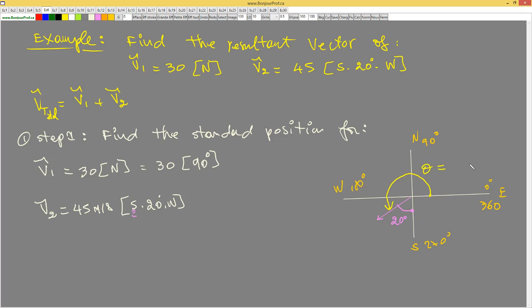So how are we going to find this one? Find it for me. So it will be what? 270 minus 20 degrees. It will be 250 degrees. Why minus? Because my angle is between 180 and 270. It is not bigger than 270. So I have to subtract. So this vector here is 45 meters per second, and the standard direction is 250 degrees. Since this is the first step, you understand? Now the second step.